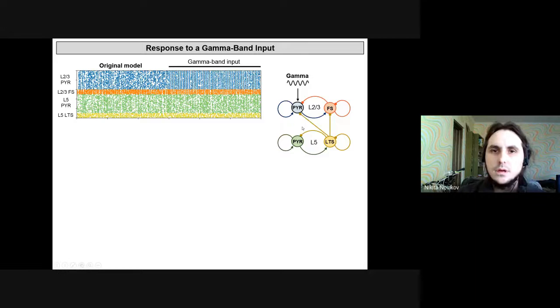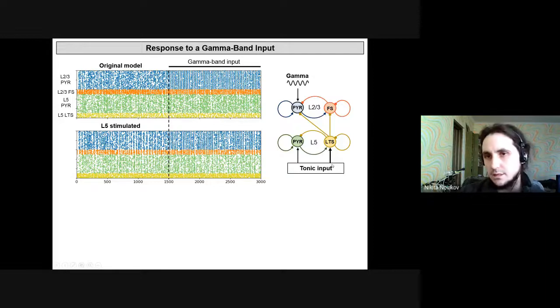Now, let us add gamma band input to layer 2-3 pyramidals. This input is supposed to be some new information coming to this circuit. And I deliver this during the second part of simulation. And you see that it indeed entrains the network.